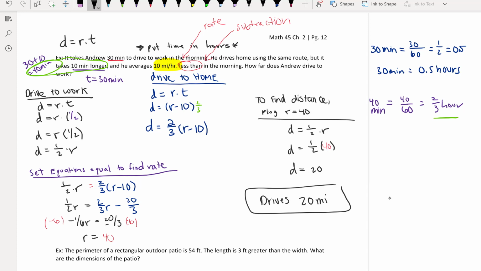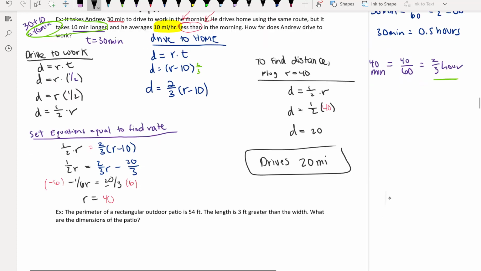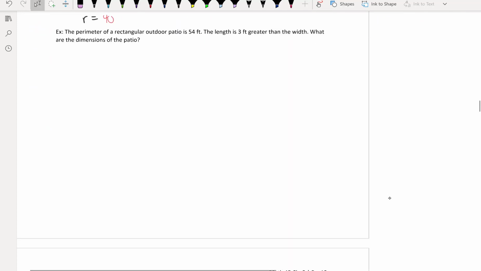Okay. We have one last word problem, and then we're done with this section. Hooray! So it says, the perimeter of a rectangular outdoor patio is 54 feet. The length is 3 feet greater than the width. What are the dimensions of the patio?